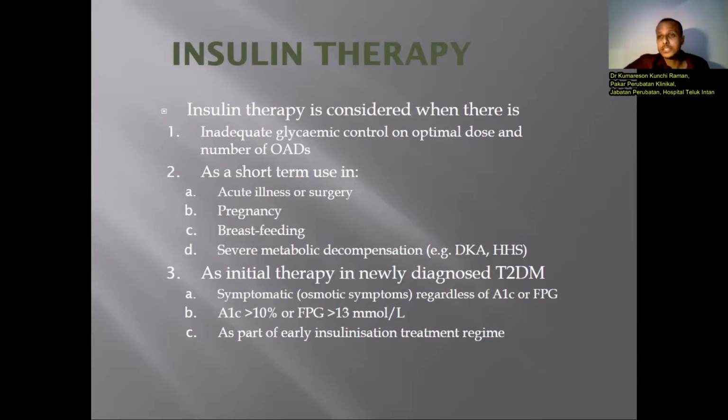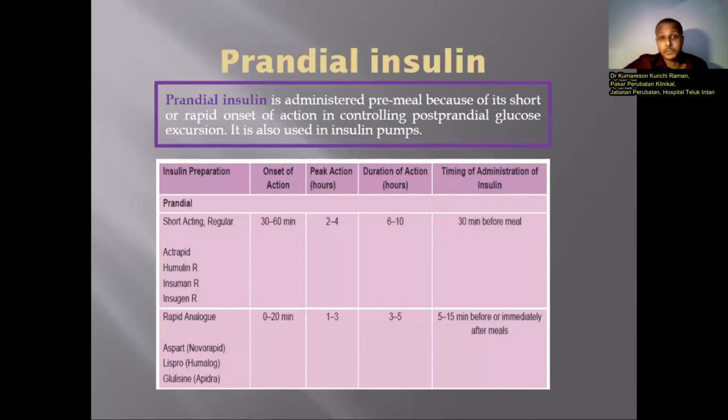They are short-term uses for basically patients with high sugar during acute illness, after surgery, pregnancy, breastfeeding, and maybe some conditions like DKA or even HHS as well. It can be an initial therapy for a newly diagnosed type 2 diabetes if his HbA1c is screamingly high, more than 10%, or his fasting glucose is more than 13, and later on we can down-titrate to oral hypoglycemic agents when the sugars are much better controlled. So these are various types of insulin that we find in our formulary as well.